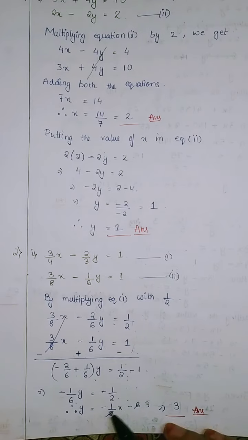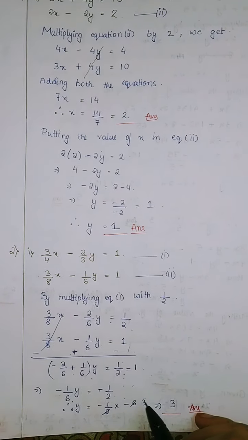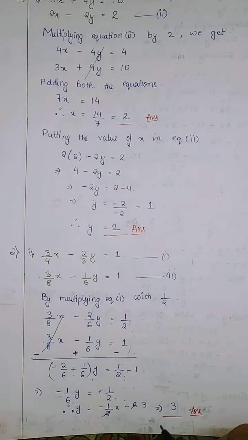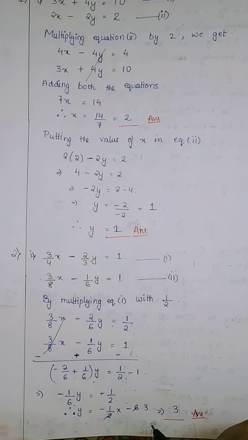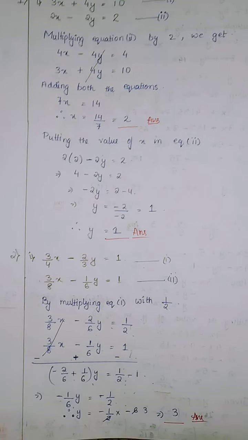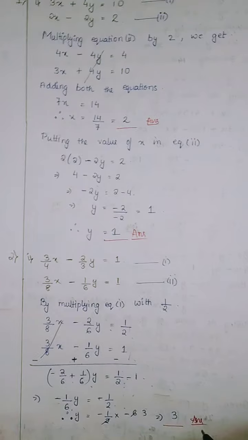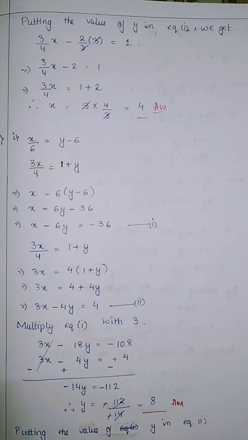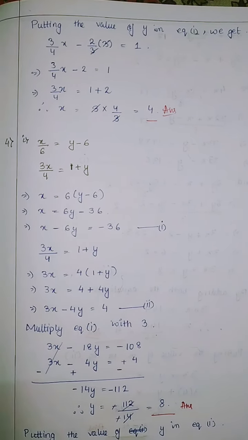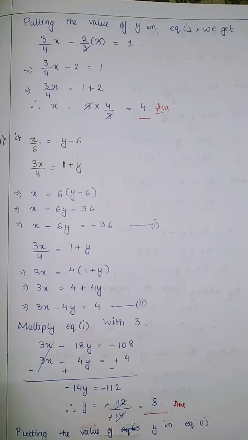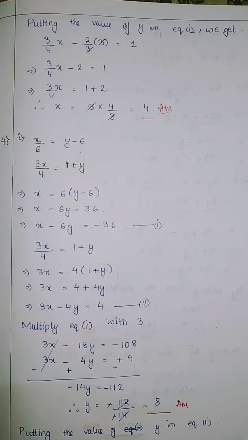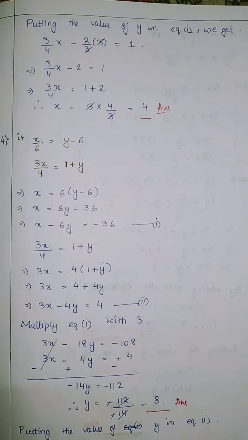Now y is equal to minus 1 by 2, multiplied by, this will be shifted to the other side and it will become minus 6. So 2 3s are 6, so minus 3, minus will become plus. So your answer is y is equal to 3. Okay. Now we have got the value of y, so we'll put the value of y in equation 1 and we'll get the value of x also.